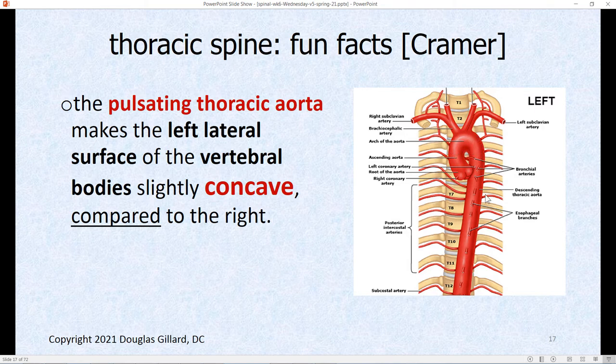But this is a pulsatile artery, right? Because you have systole. If you've taken physiology, you know ventricular systole sends a huge blast of blood out of this aorta. And some of it's dissipated because the aorta stretches to absorb some of that blood in young people like you. But there's a big pulse of blood that goes down. And this thing pulsates, and over time it actually wears away the left side of the vertebral body, so it's more concave on the left because of that pulsation when compared to the right, so it's pretty easy to tell.